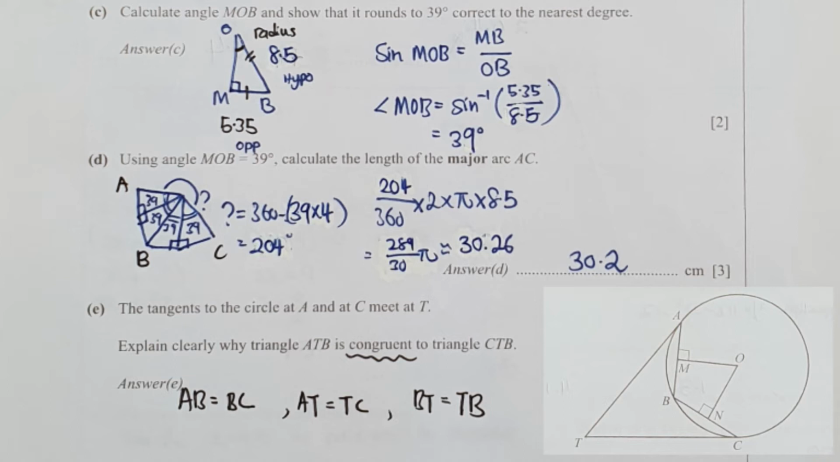Question E. Explain clearly why triangle ATB is congruent to CTB. These three things here support the information, which is AB equals BC, AT equals TC, and BT equals TB. So that's how you secure the 3 points over there.